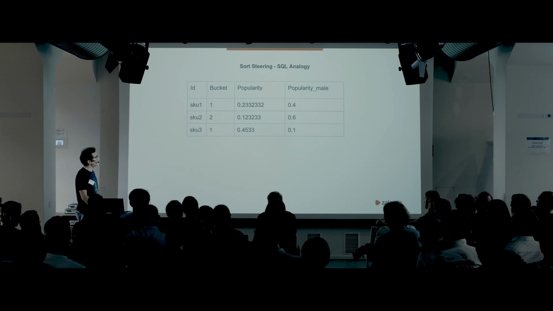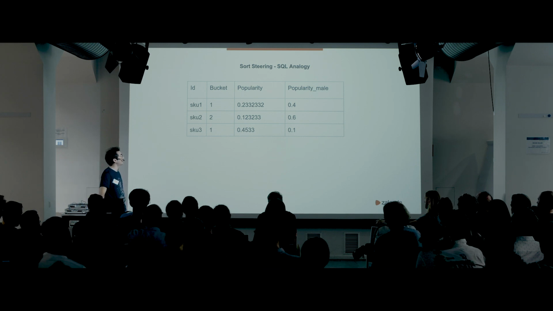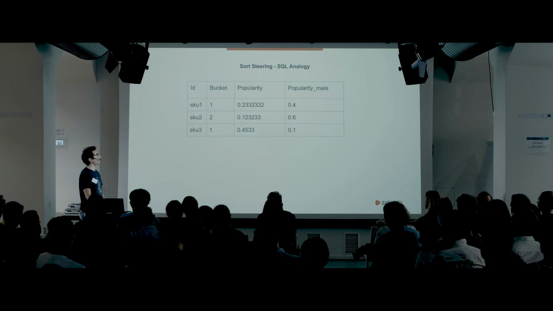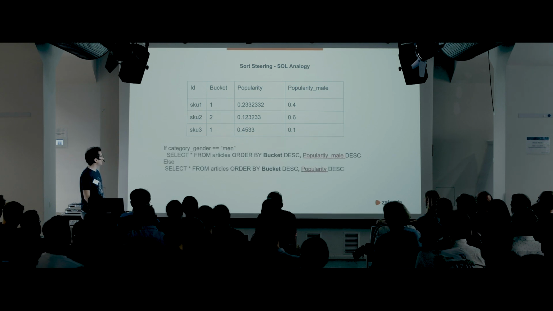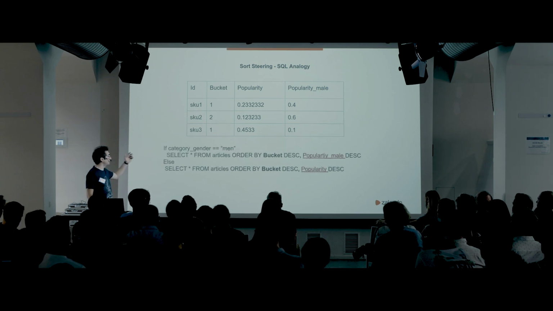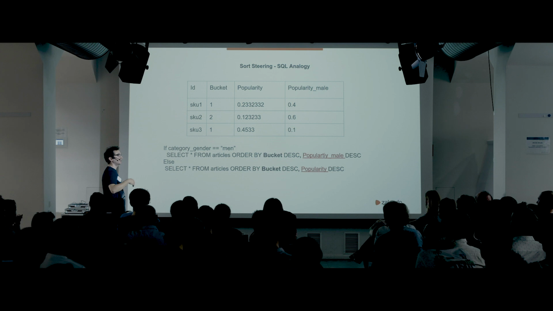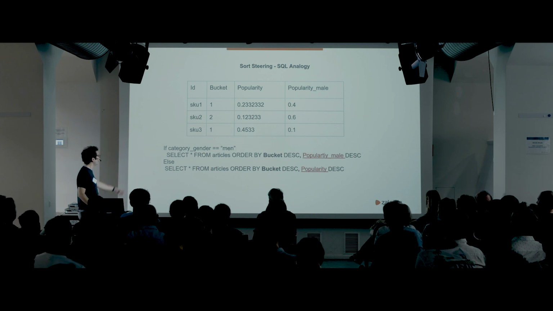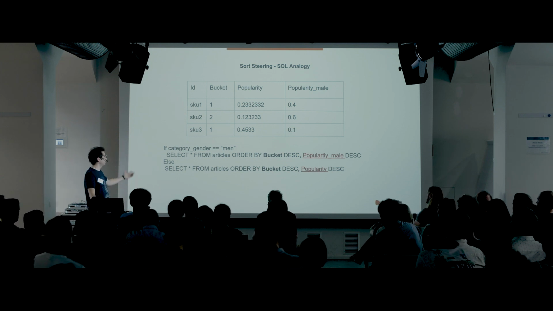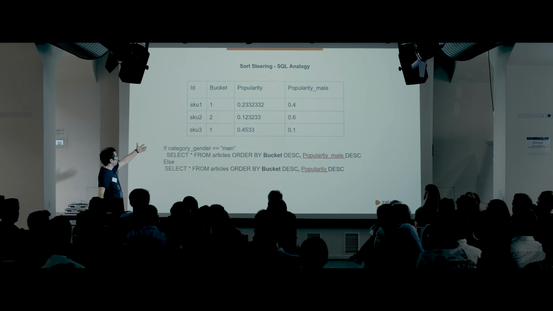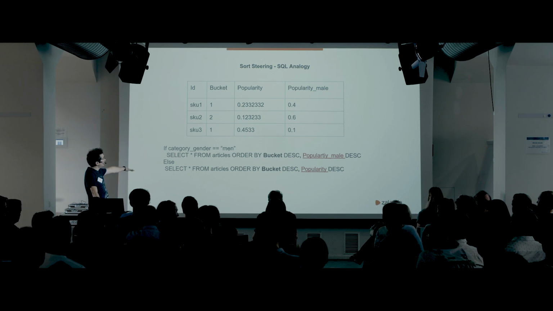Our aim was using different fields depending on the context, right? Let's say our data scientists come with an idea of sorting male Zalando categories in a different way. If the category gender is man, they say we do not want to use the classical popularity, but we want to use a new definition of popularity which is designed for men. This is how it looks: if category gender is man, use one SQL statement, otherwise use the other, different SQL statement.